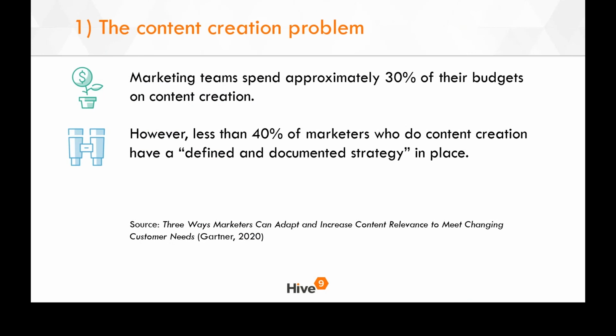A common issue that marketing organizations face is obviously delivering the right content at the right time to the right audience. According to Gartner, marketing teams are spending upwards of 30% of their budgets on content creation, whether that's internally or through agencies. It's still a big chunk of that budget. However, less than 40% of marketers who do content creation have a defined and documented strategy in place that is governing what they're producing. So it's no wonder that we find organization after organization telling us that so much of their content is underutilized, and they feel like they're building things that go on a shelf. This is because of a lack of a defined and documented strategy, and we're seeing that in a lot of places.